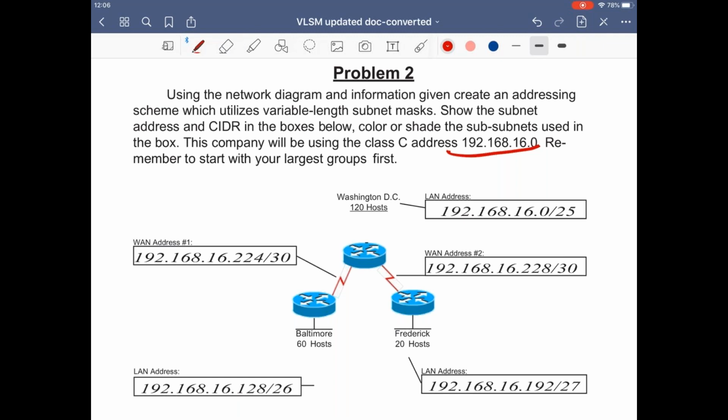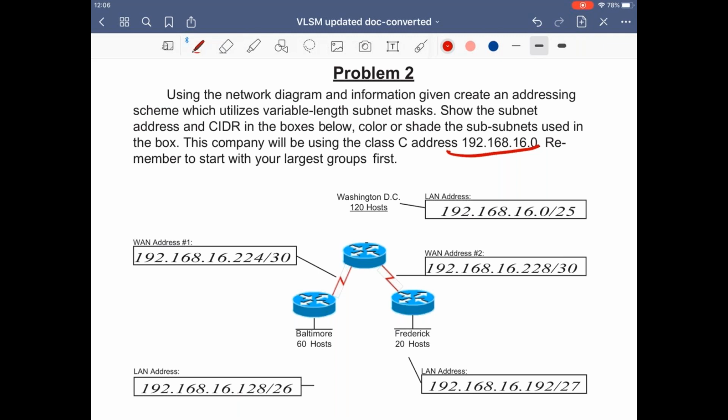Because 120 hosts, 2 to the power 7 is more than 120, so at least we need 7 host bits. Second network, it starts from 192.168.16.128, and there are 2 bits which are turned on because it is 2 to the power 6. 6 bits are off.